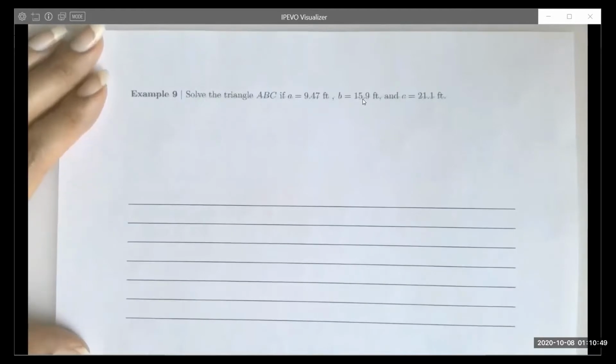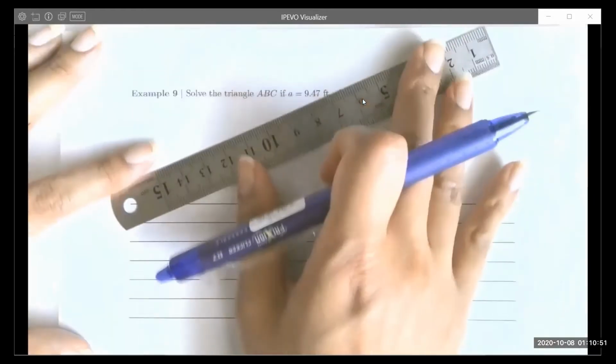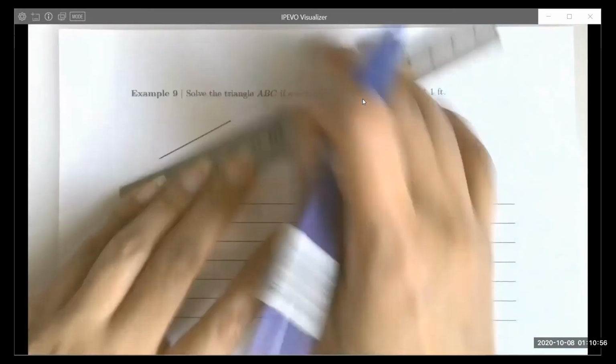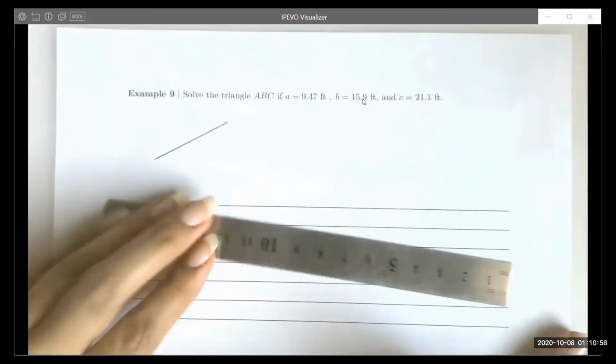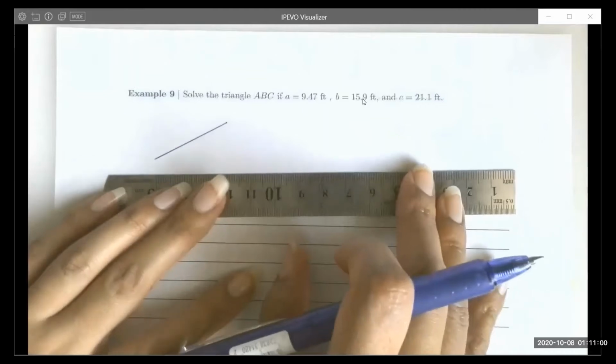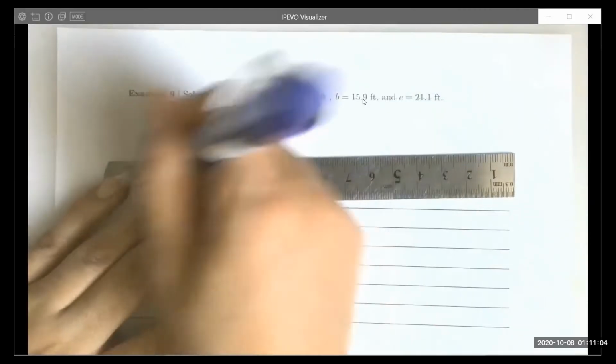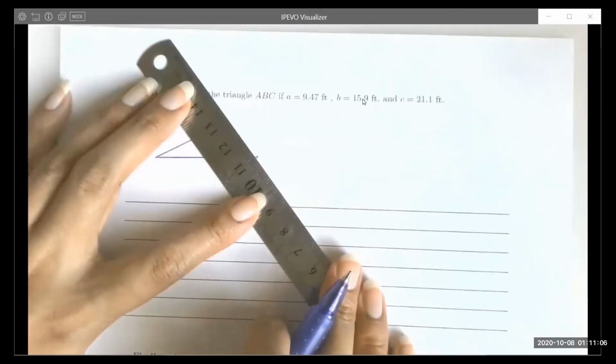They're asking us to solve triangle ABC. Side A is 9.47, side B is 15.9, and side C is 21.1 feet. Okay, so let's go ahead and draw.